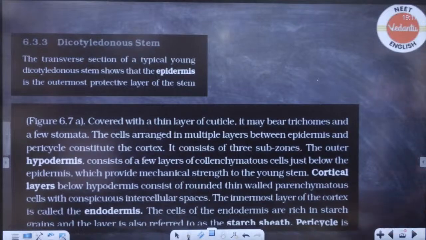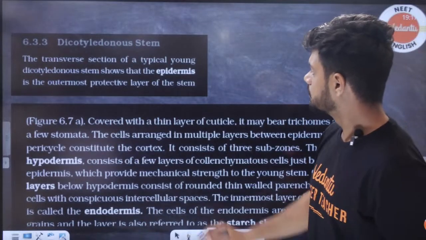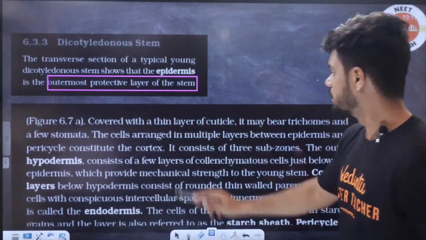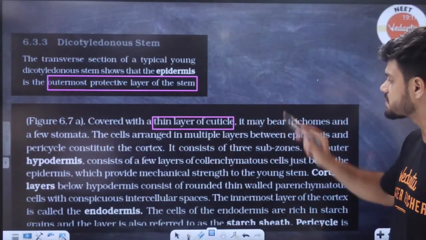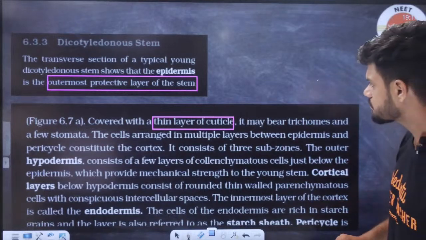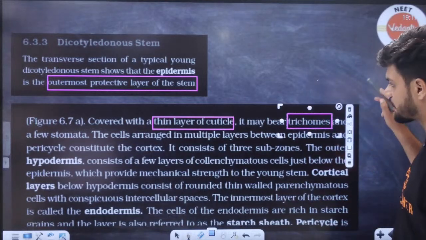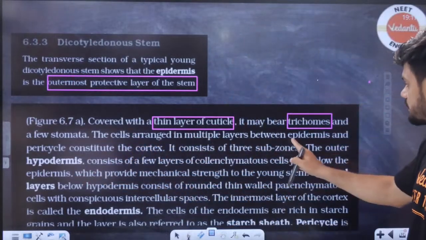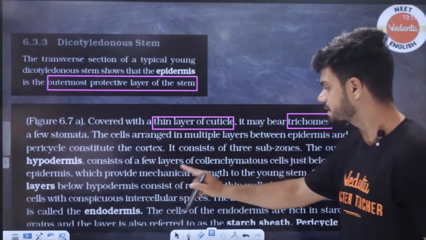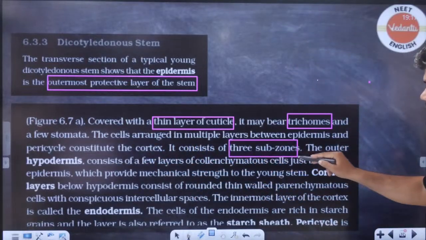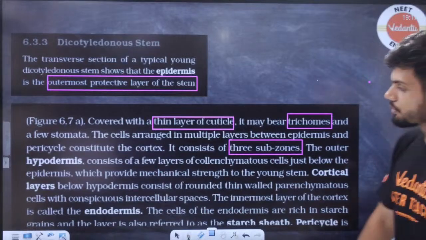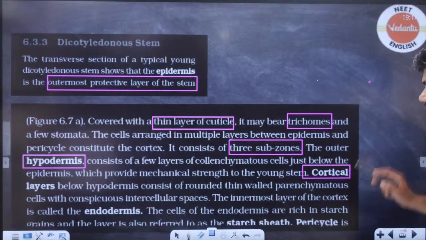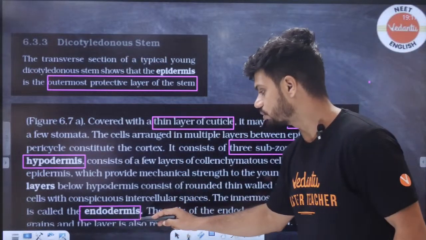Done. See this NCERT now. Outermost layer of the stem, epidermis. A thin cuticle can be present. Trichomes are present on the epidermis. Then the cells arranged in multiple layers between the epidermis and the pericycle constitute the cortex. The cortex is divided into three subzones. Outer is called what? Hypodermis. Middle is called the cortical layer and inner is called the endodermis.